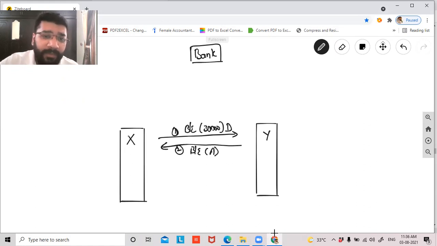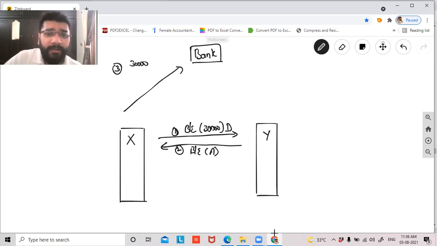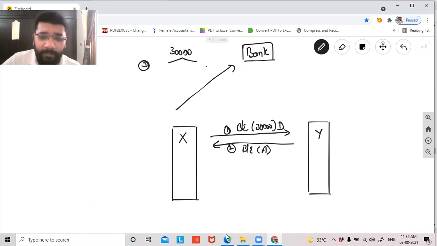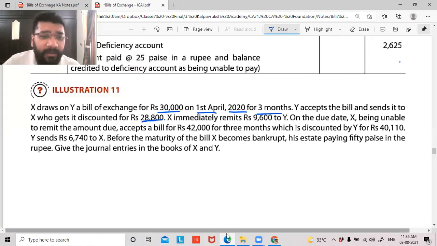Then the third stage, what is happening is X is sending this bill worth 30,000 rupees to the bank and getting it discounted. So I'll put it here. I'll get some space. A 30,000 worth bill is going out. In that, what is happening is, guys, 28,800 is the amount that the banker is giving back to X.